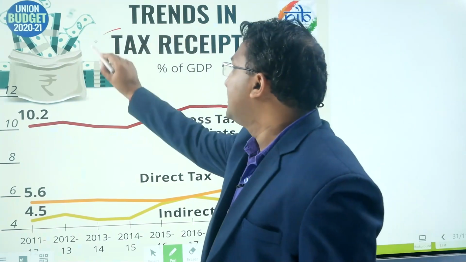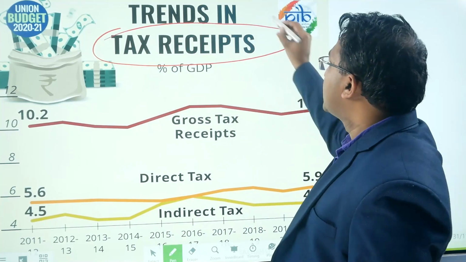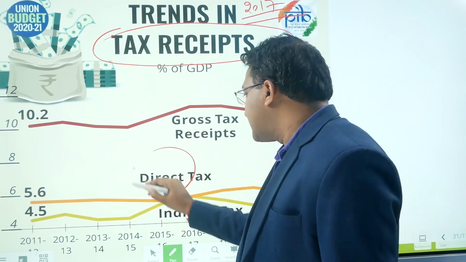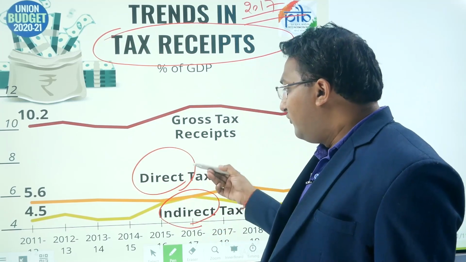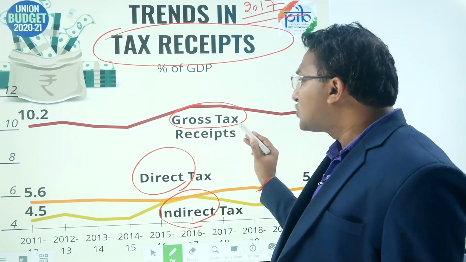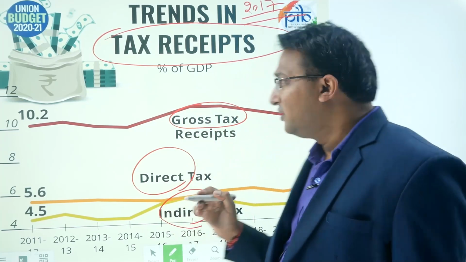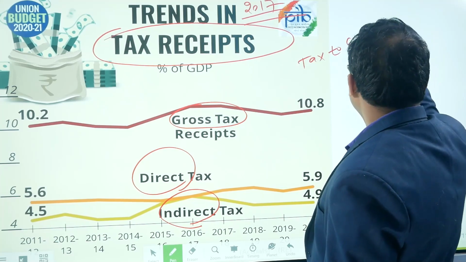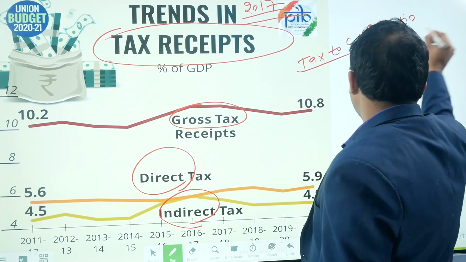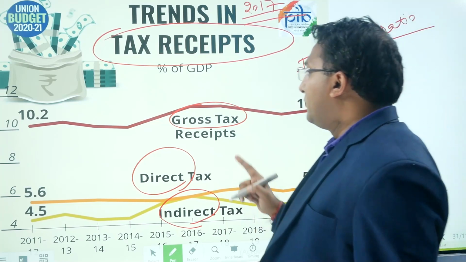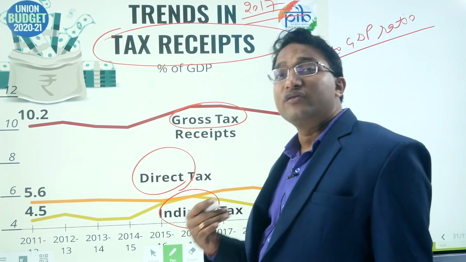Trends in the tax receipts. This is very crucial. Already one question has appeared from this part of the survey in 2017, right? So there are total two taxes. One is the direct tax, another is the indirect tax. When we combine both direct tax and indirect tax, we get the gross tax, and this gross tax receipt as a percentage of GDP, that is called tax to GDP ratio. Right? So what is tax to GDP ratio? Tax to GDP ratio is basically the gross tax receipt as a percentage of GDP.